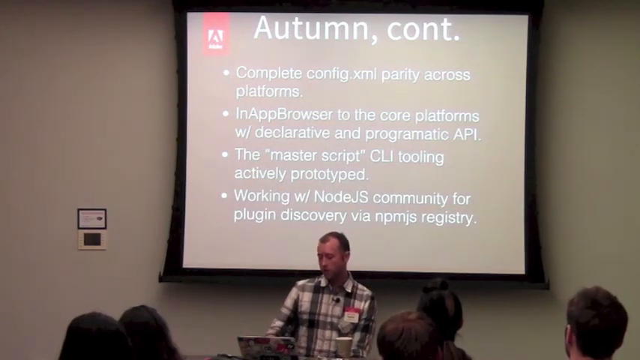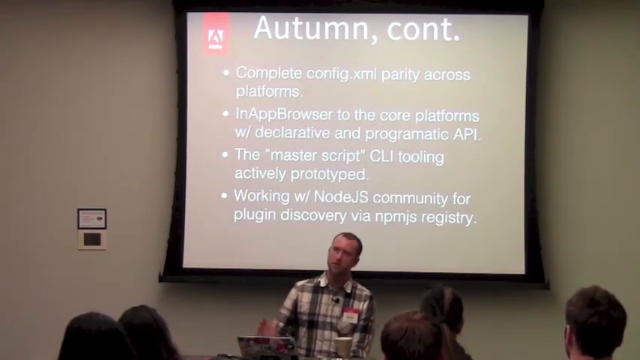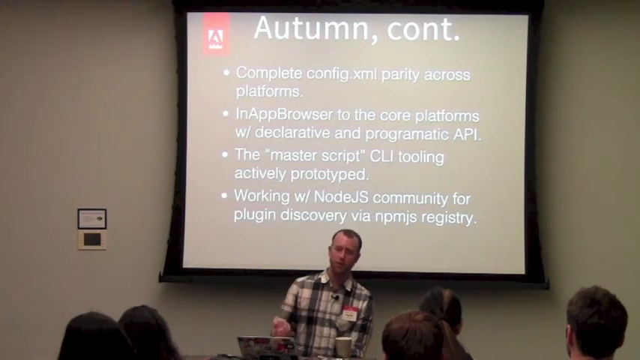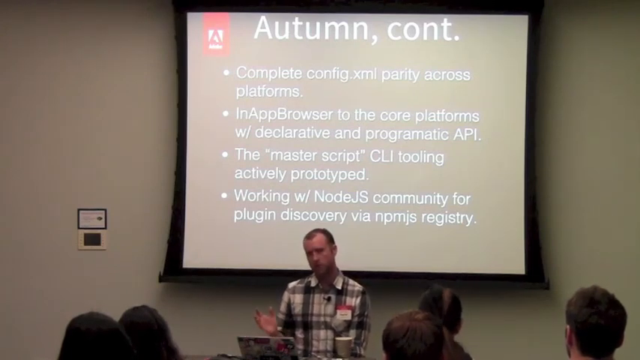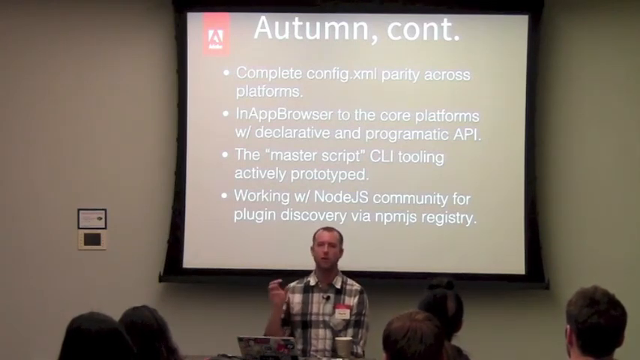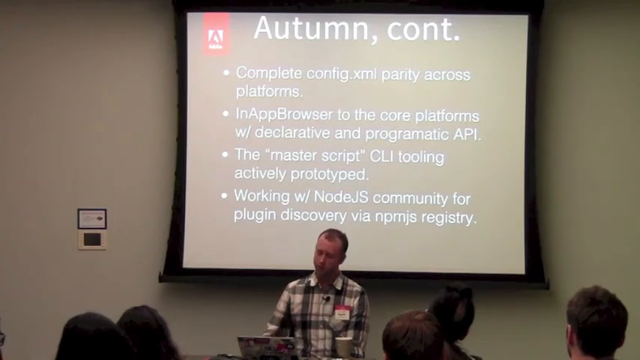So we're working with the Node community on this one, especially for the plugin stuff. So the idea in PhoneGap 3 and Cordova 3 is that there's no API surface. It's just a bridge, and it's embeddable. And then you get to choose which APIs you want to use.